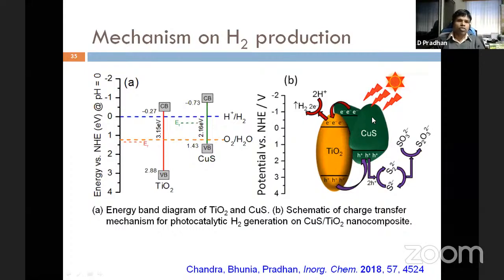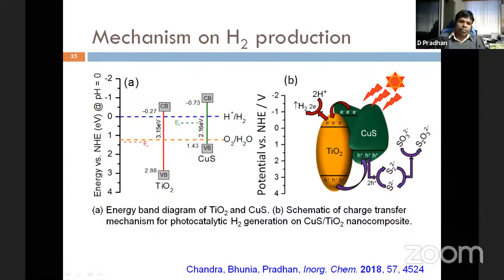But when these two materials come together, electrons from the copper sulfide, because its conduction band position or Fermi level position is higher, will transfer from the copper sulfide to the TiO2. On the other hand, the holes will transfer in the opposite direction, making electrons and holes well separated, and therefore giving better performance in hydrogen generation.